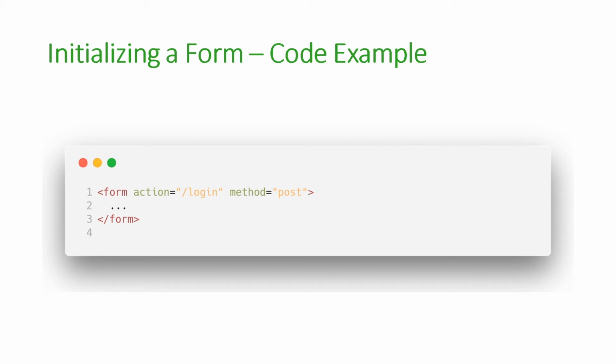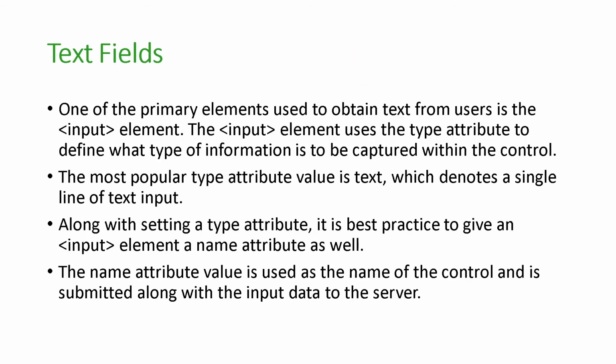So let's talk about the other thing we want to cover in this video, and that's one of the most common things that you see in a form, a text field. One of the primary elements used to obtain text from users is the input element. A lot of what we'll talk about is based around the input element. The input element uses the type attribute to define what type of information is to be captured within the control. And the most popular type attribute value is text. That's your standard text field, and that denotes a single line of text input.